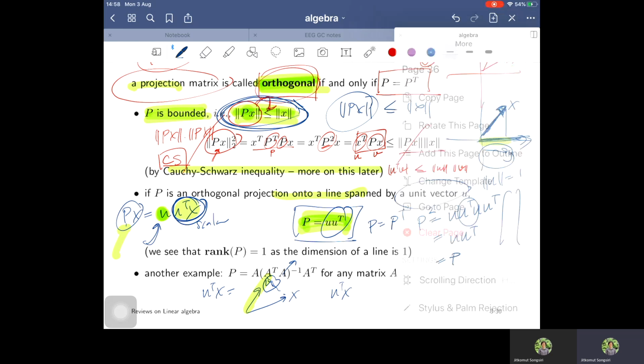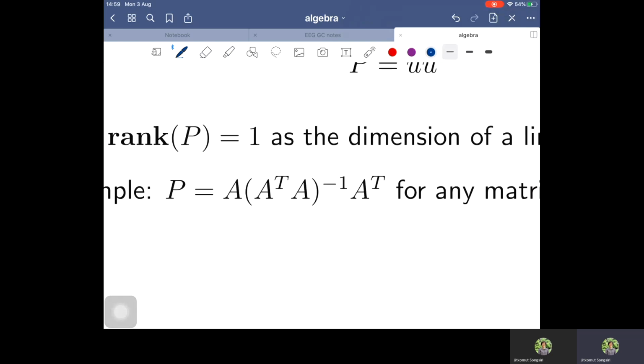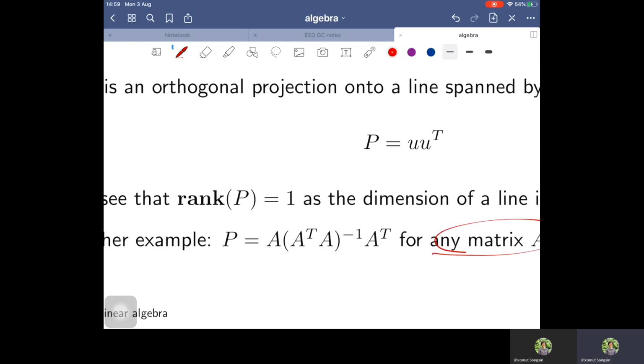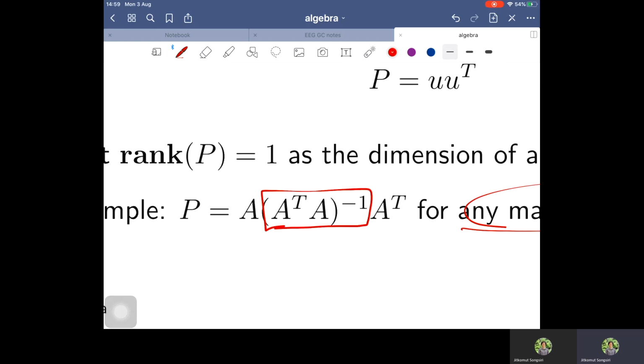Last example about orthogonal projection matrix. When A is any matrix such that this expression makes sense, which means A transpose A must be invertible, as long as this part is invertible, A can be any matrix, as long as the red box is valid. When you construct P like this, you can show that this P is an orthogonal projection matrix.